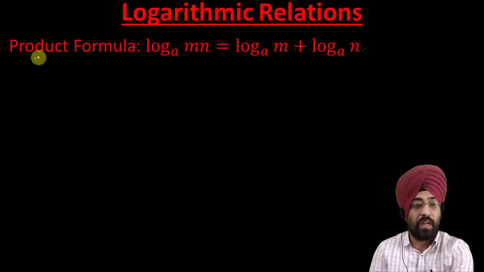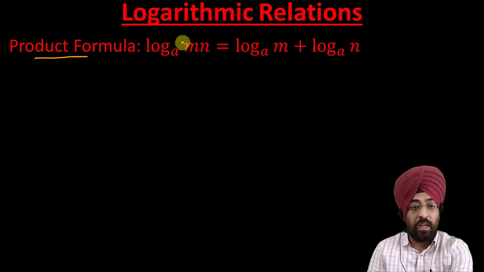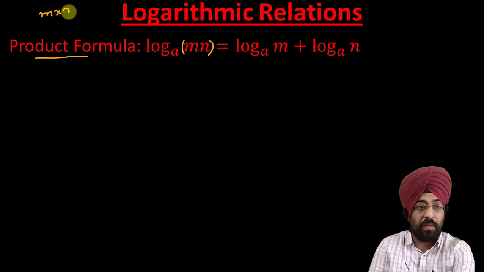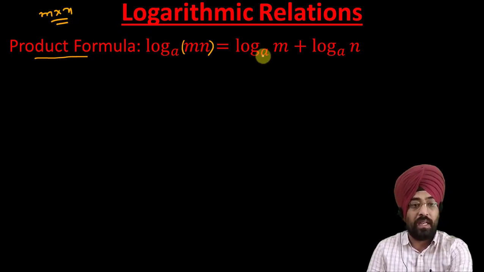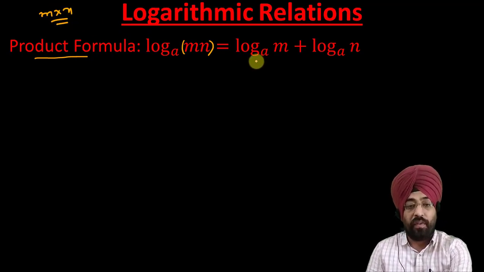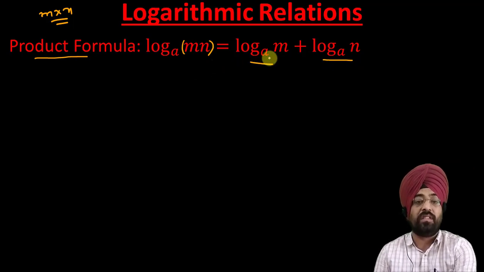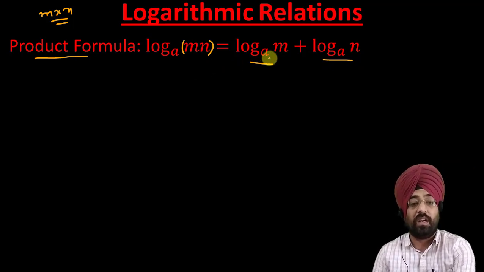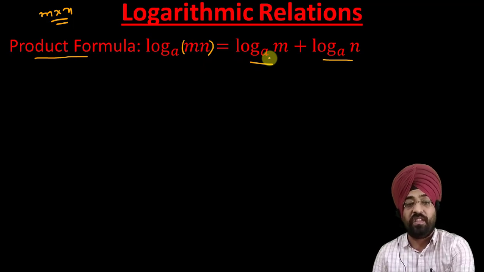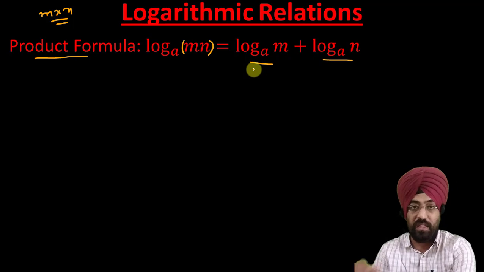This is called the product formula. It says that log of m cross n, that means m multiplied by n, is equal to log of m with base a plus log of n with base a. Log of m cross n with base a is equal to, it is a very important formula, log of m with base a plus log of n with base a. Now let us prove this formula.